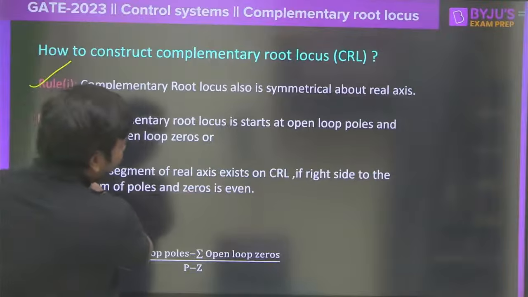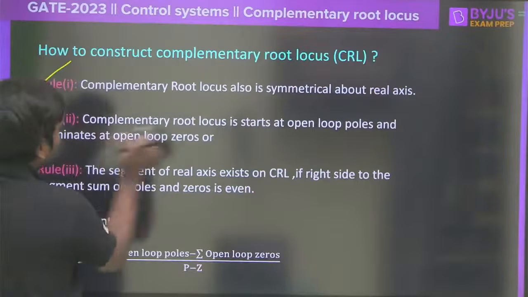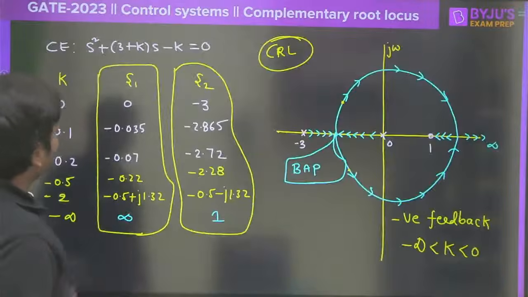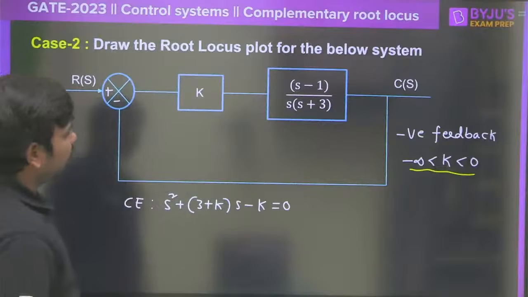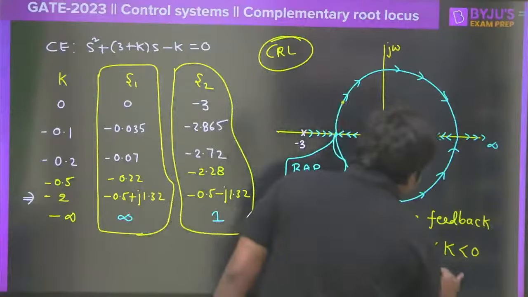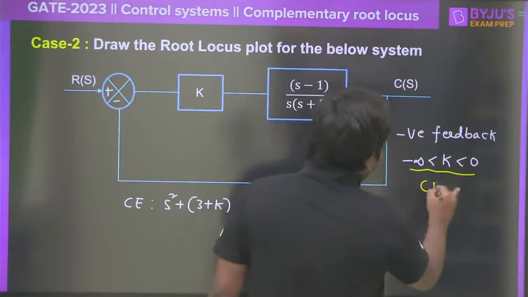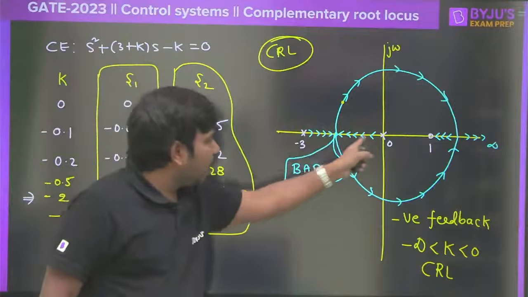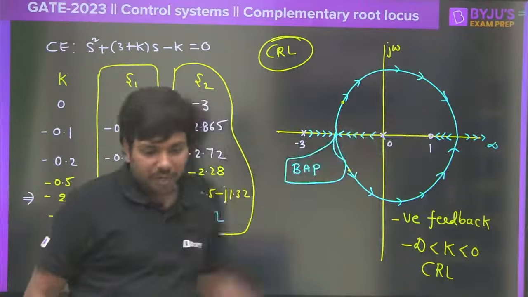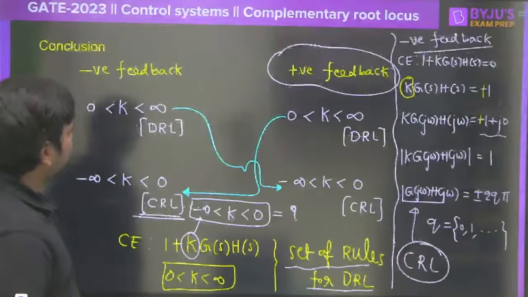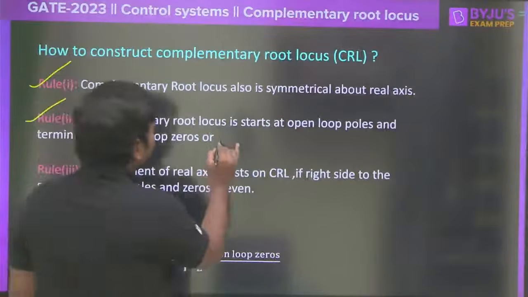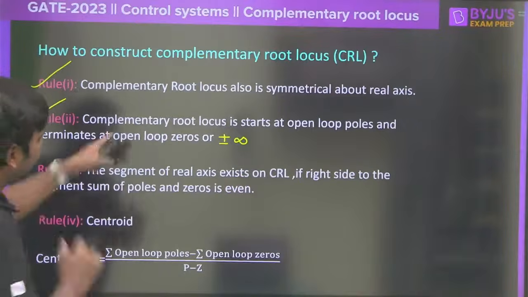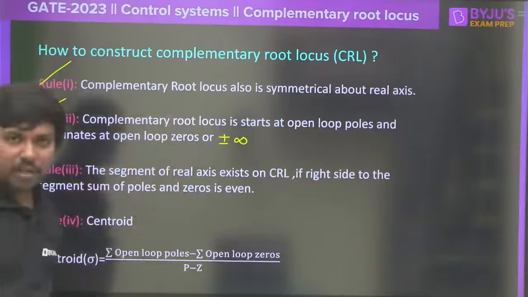Complementary root locus starts at open loop poles and terminates at open loop zeros. Perfect, right? So if you want, you can go here and see what happened in the second case. Look at only negative feedback, right? When you see the complementary root locus here, this is the CRL of a negative feedback. What you understood? It started from open loop poles and then terminated at open loop zeros or infinity, correct? So the second point is still correct even in the complementary root locus: zeros or plus or minus infinity. If the number of zeros is less than the number of poles, then some of the poles will terminate at plus or minus infinity.